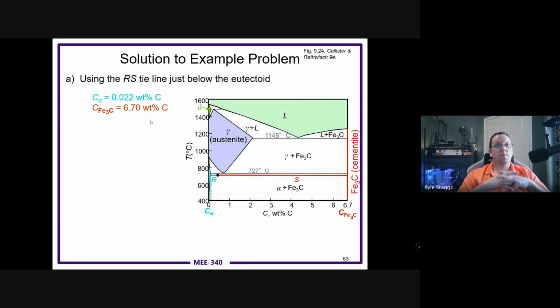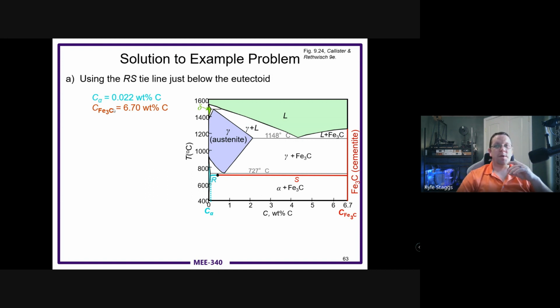So we're going to use the RS tie line just right below this eutectoid point, and we're going to use the fraction. So C alpha is basically just below this, infinitesimally below, 727 or 726.99999 degrees C or something. Our alpha, for the concentration of pure alpha, is 0.022. So that's just a number that you need to know for later.